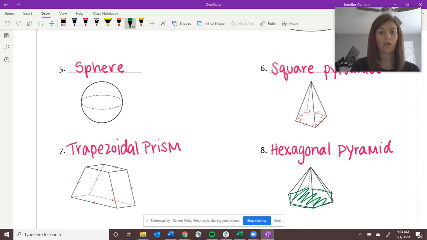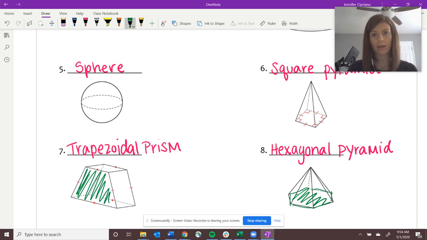The other one that I want to talk about really quickly here is number 7. This is a shape that hopefully you've seen before. We didn't really talk about this a whole lot when we did polygons earlier this year. But this shape is a prism because it has two parallel bases connected by those rectangles. And in this prism, the base here is a trapezoid.